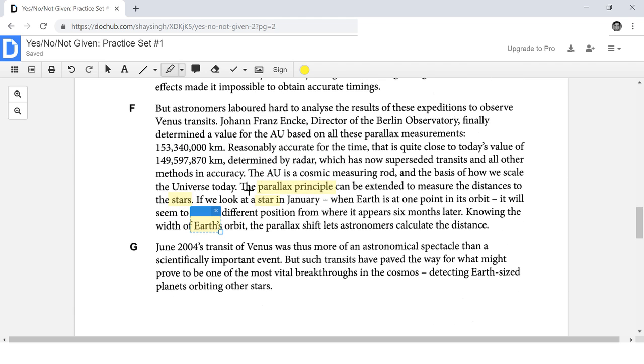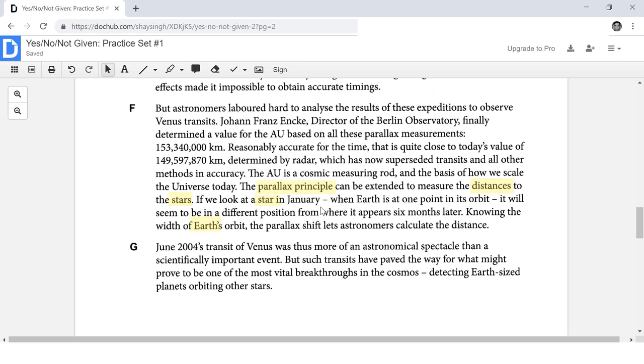So I want to start reading from over here, since this is where two of our keywords first appear, parallax principle and stars. They appear in this sentence, so it makes good sense to start here. So let's read the sentence. The parallax principle can be extended to measure the distances to the stars. So we found another keyword here, distances.